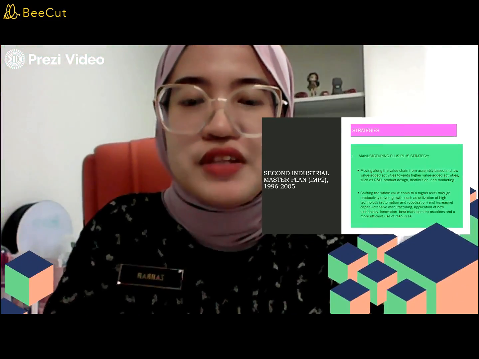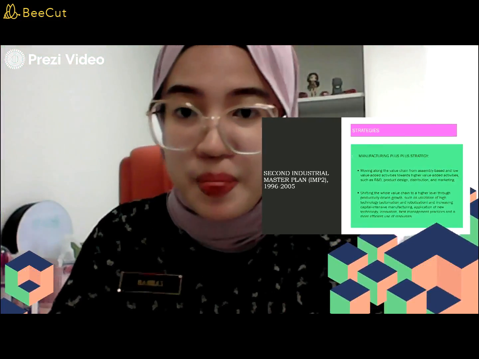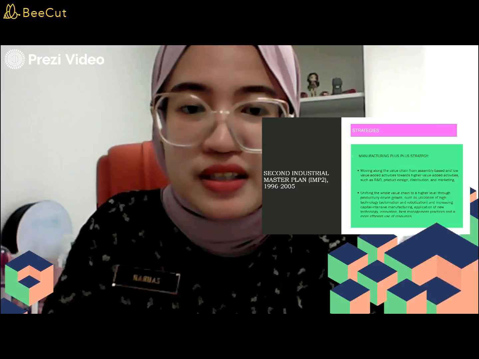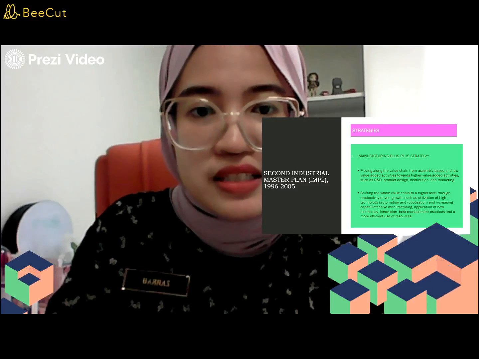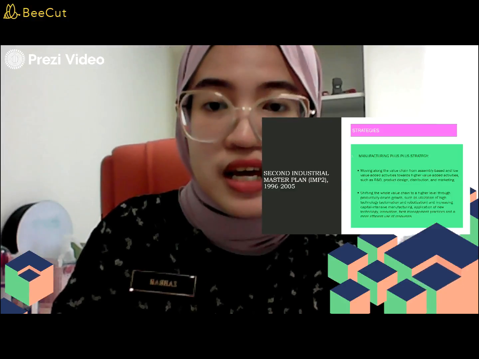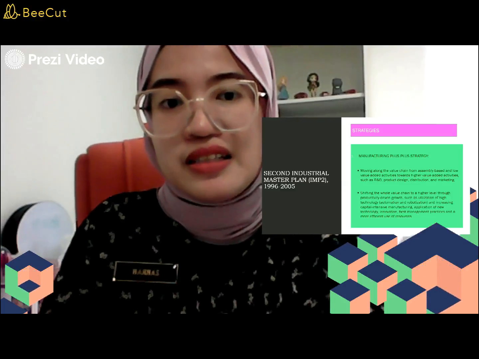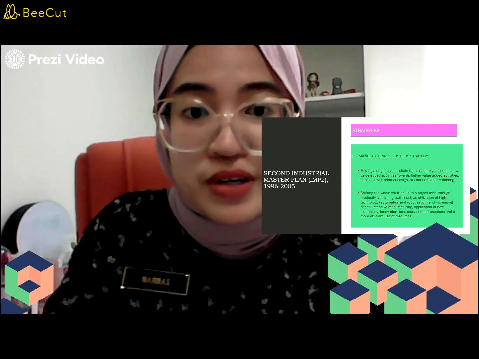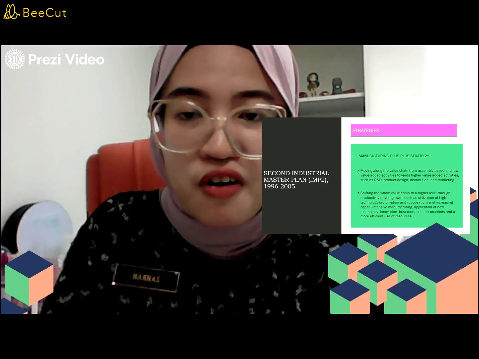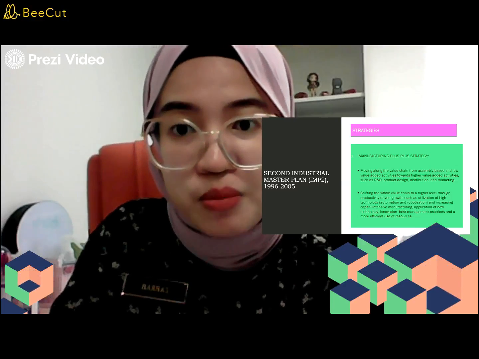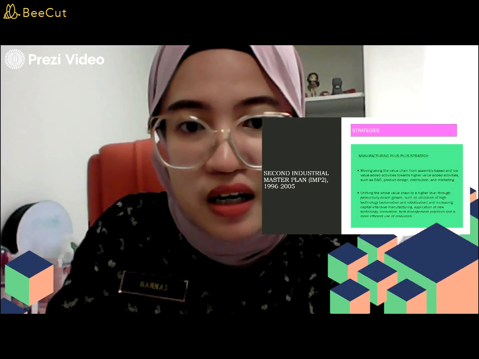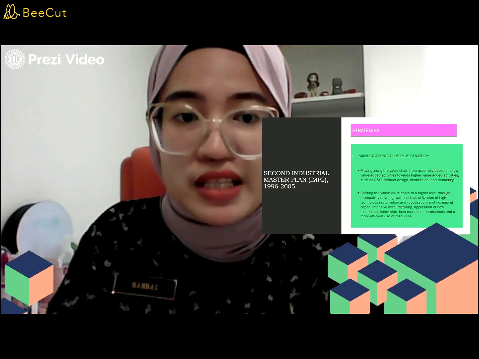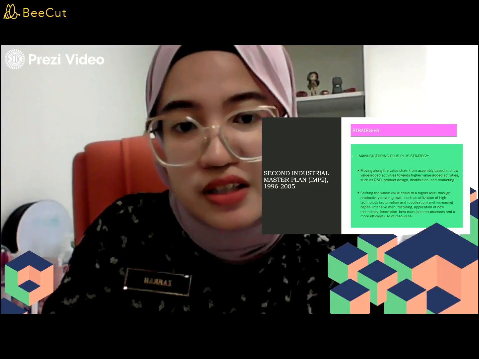From here, alongside one of the strategies implemented in the manufacturing plus plus strategy would be moving along the value chain from assembly based on low value added activities towards higher value added activities such as R&D, product design, distribution, and marketing. And then the next strategy under the manufacturing plus plus strategy would involve shifting the whole value chain to a higher level through productivity-driven growth, such as utilization of high technology like automation and robotization, as well as increasing capital intensive manufacturing, application of new technology, innovation, and best management practices to become a more efficient use of resources.